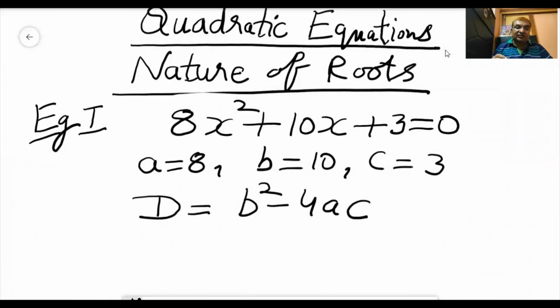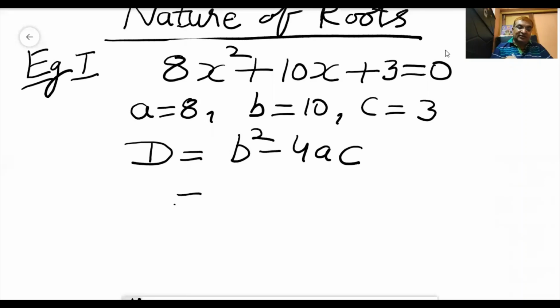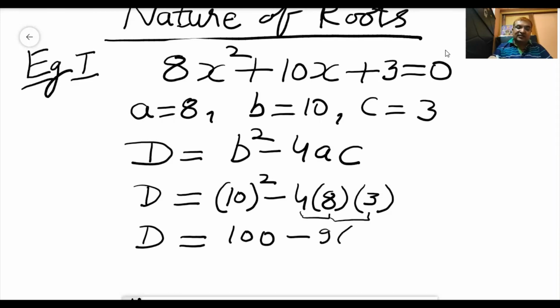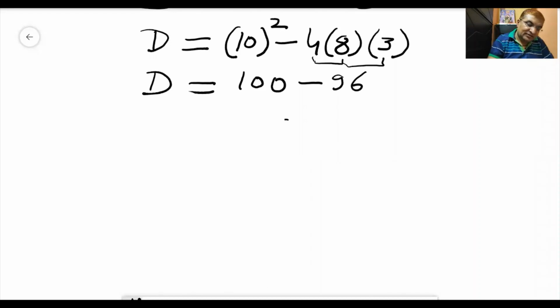Now proceeding further, let us calculate the value of d. Here we'll put in place of b 10, then in place of a the value is 8, and in place of c the value is 3. So here square of 10 will give me 100, 4 into 8 is 32, 32 into 3 is 96. 100 minus 96, so d is equal to plus 4. Focus on this plus 4, it will be used after a few moments.